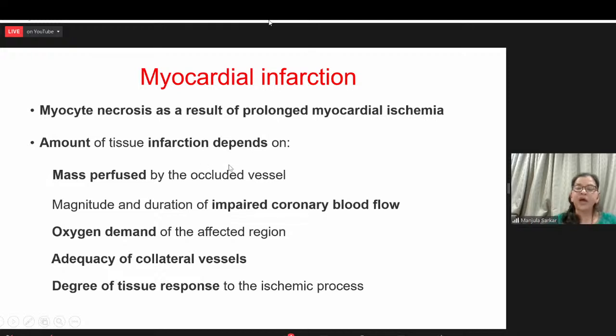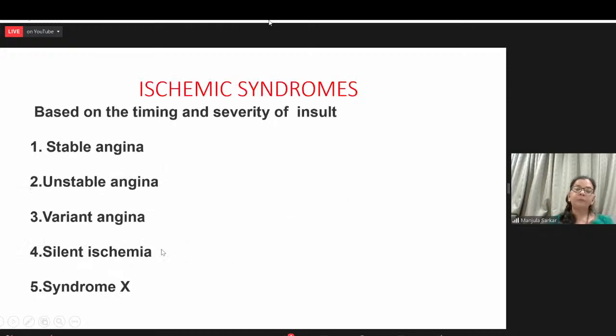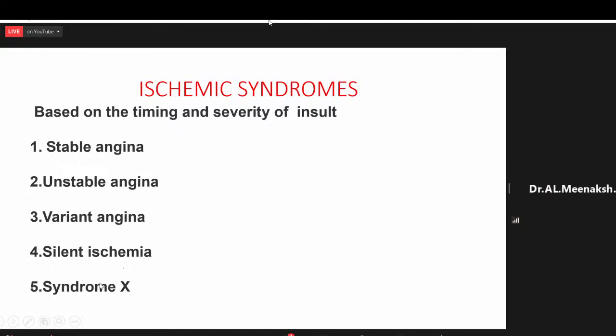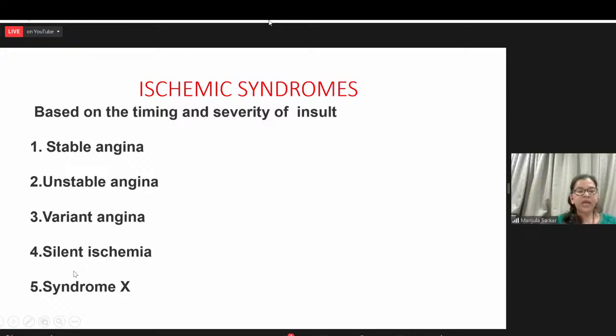The amount of tissue infarction depends on the mass perfused, impaired coronary blood flow, oxygen demand of the affected region, adequacy of collateral vessels, and degree of tissue ischemia. Now, what are ischemic syndromes? Based on the timing and severity of insult: stable angina, unstable angina, variant angina, silent ischemia, and syndrome X.